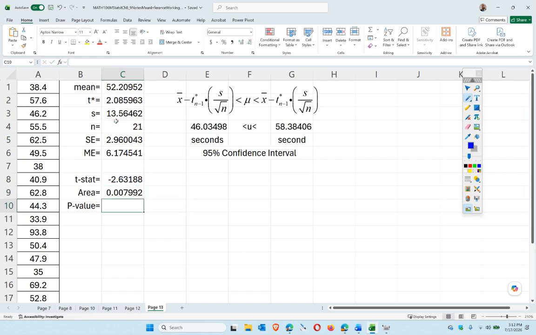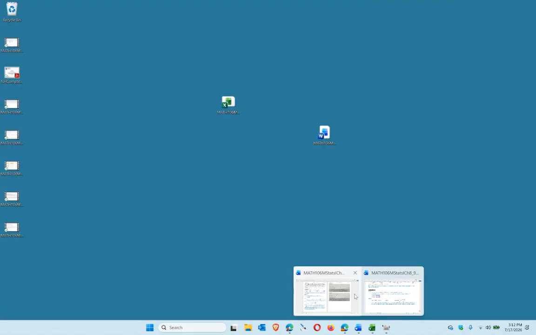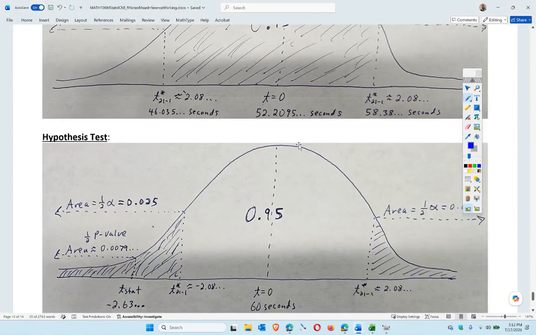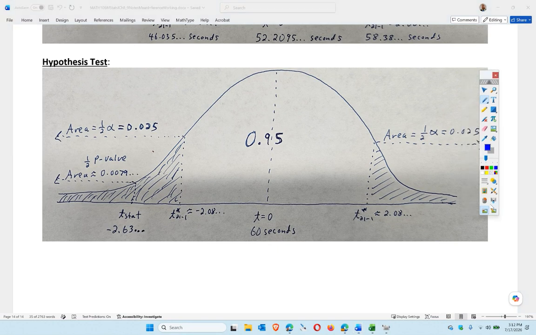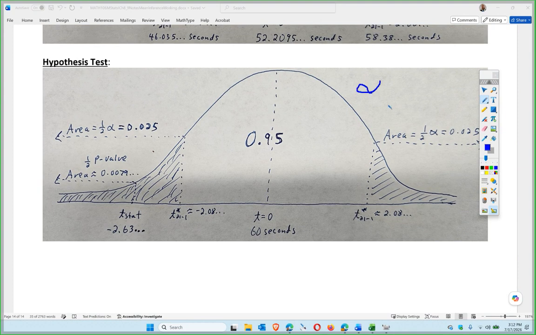Okay, and that is not the p-value. I have to do 2 times this to get the p-value. So let's figure out why. Because if I do my hypothesis test, the alpha for the hypothesis test is also 0.05 because it's a two-tailed test. So the hypothesis test and the confidence interval use 0.05.